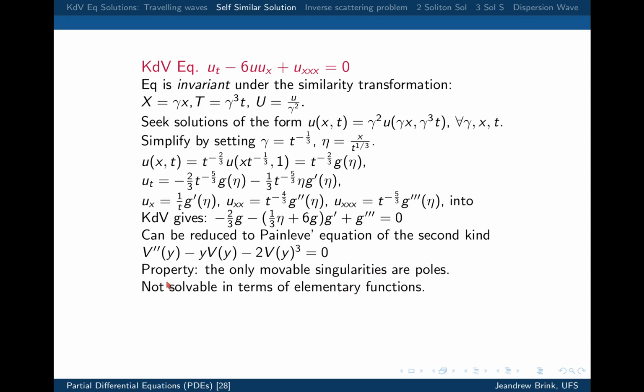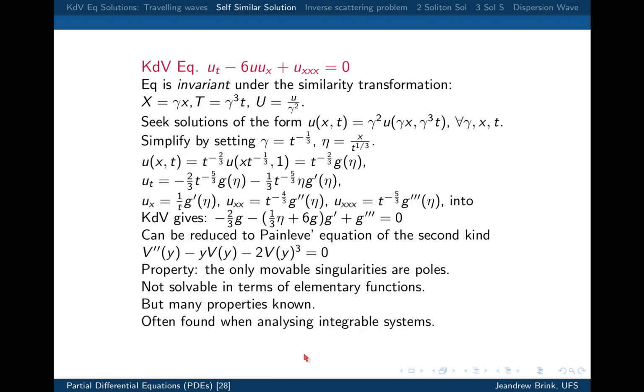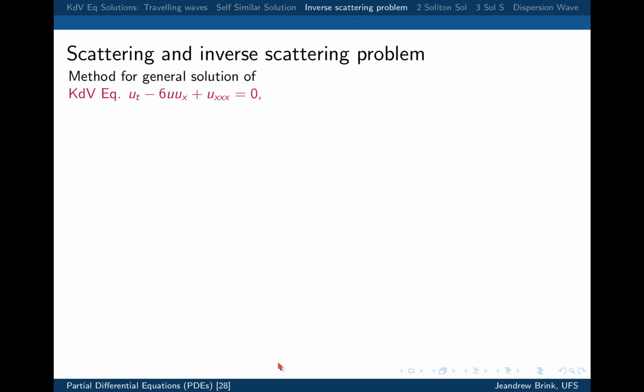Okay, so just here's the detail: not solvable in normal elementary functions, but their properties are known and they're found often. Okay, so that's all you need to know about that. There is a similarity solution. You can solve it. You can get a lot of control over the solution even though you can't write it down explicitly. Right, so now let us go to the general way of solving the equations.